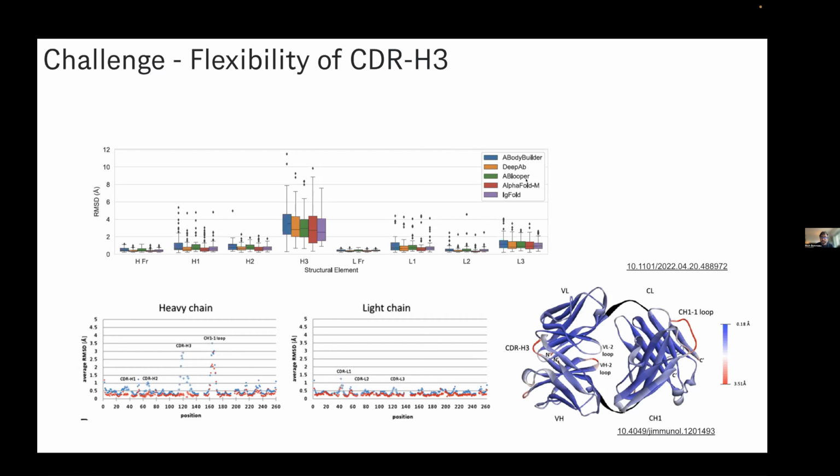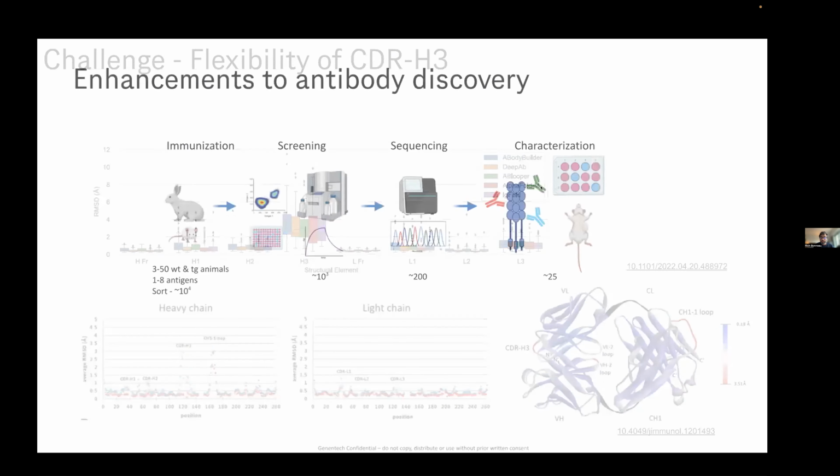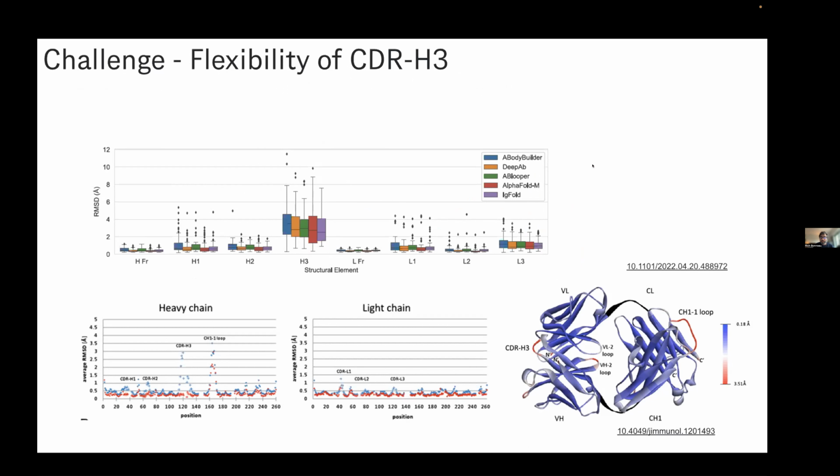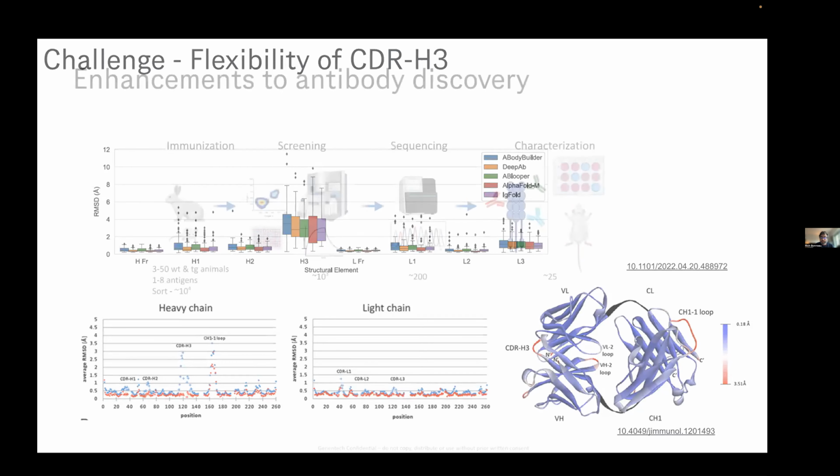And here we're looking at DBAB, ABodyBuilder, IG fold, AlphaFold, so we're looking at work from Google, but we're also looking at methods from the Gray Lab at Johns Hopkins and from Charlotte Deane's lab, two places that have produced some really nice ways of modeling the structure of these loops.